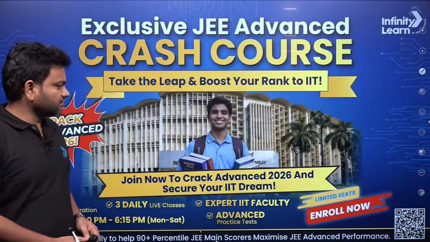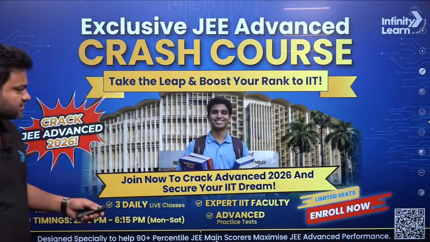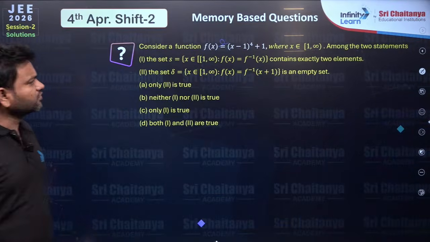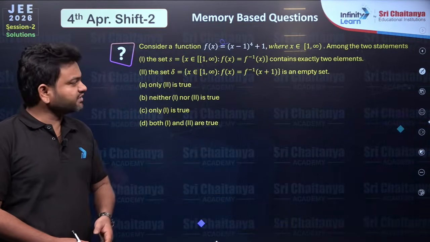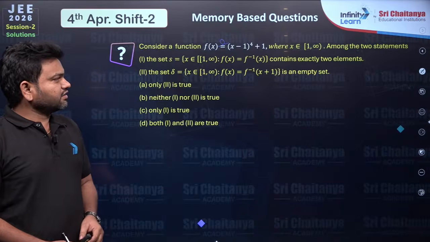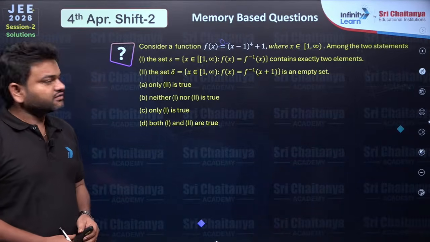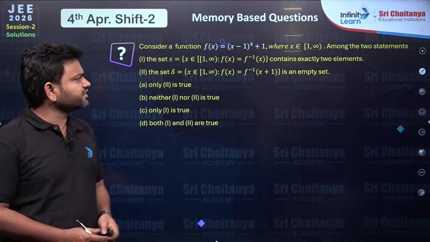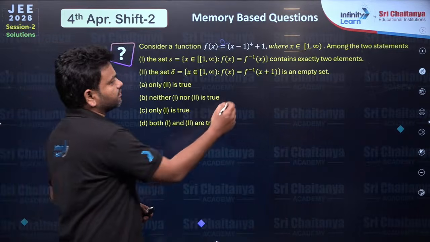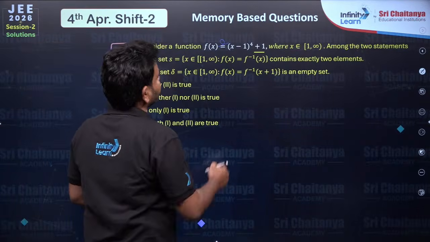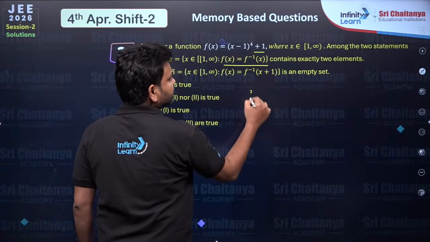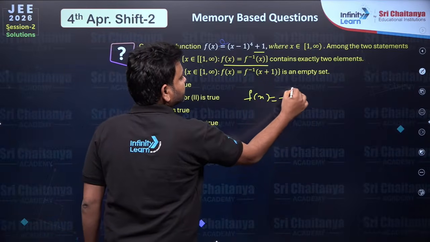Okay, so we have seen 2 questions, and then again we have 2 more questions here, followed by 3 more mathematics questions. Yes, so we have a functions question here. The function is given as f of x is equal to (x minus 1) power 4 plus 1, right? And here the function is mentioned as f of x is equal to f inverse of x.